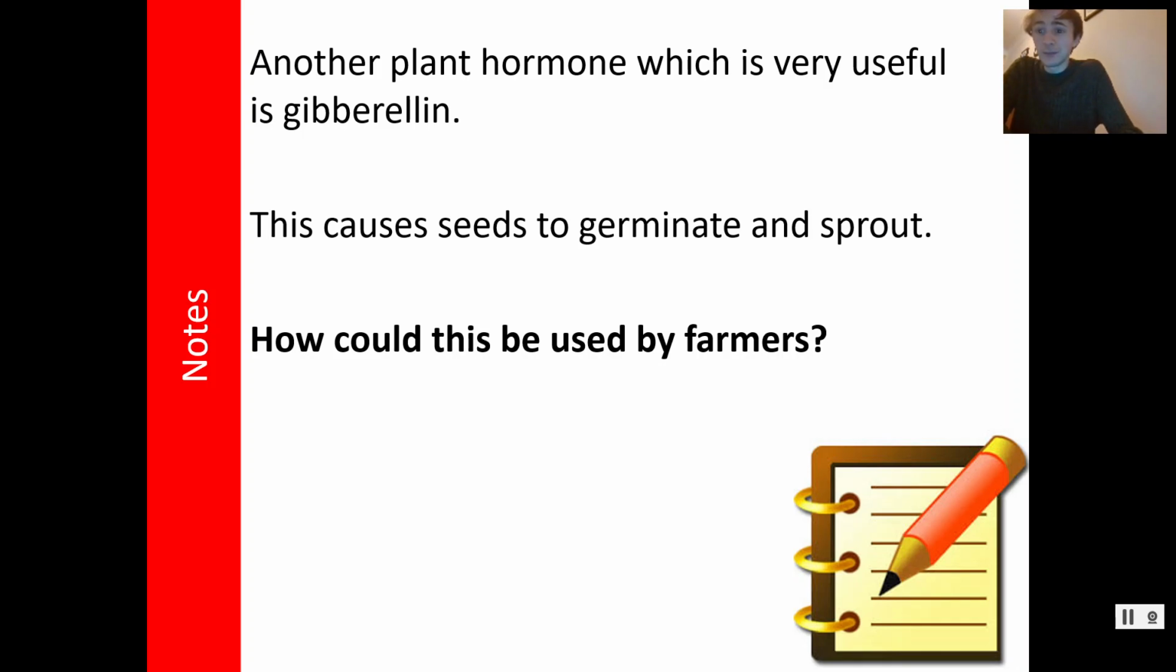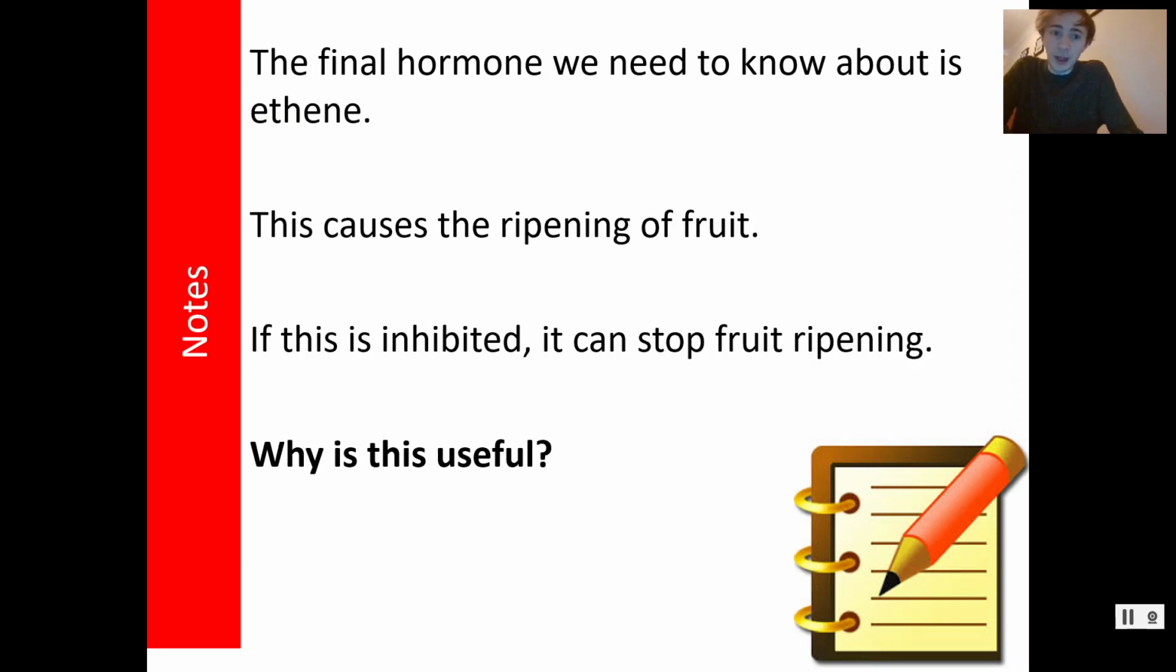And then the final hormone, actually the final hormone on this topic, is ethene, and that is there. Now, ethene causes the ripening of fruit. That's not very useful on its own, actually, although in plants it is very useful, but it is useful because we can actually block ethene from being released, and that could stop fruit ripening.